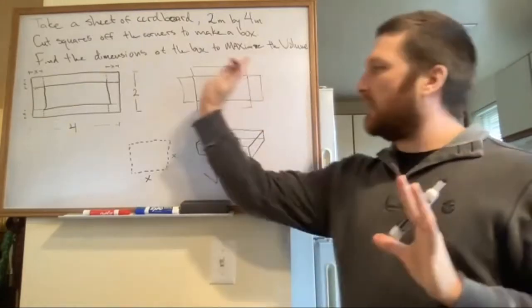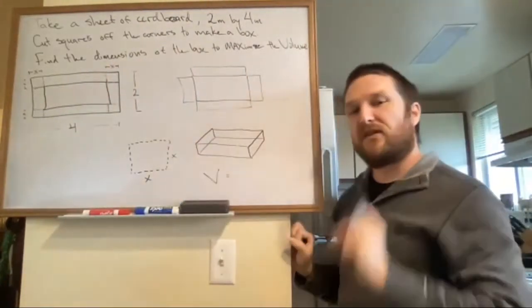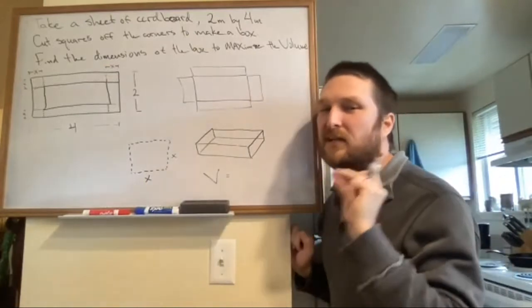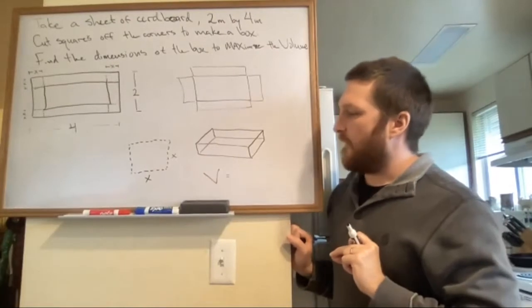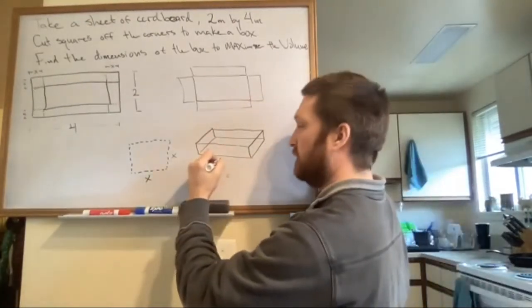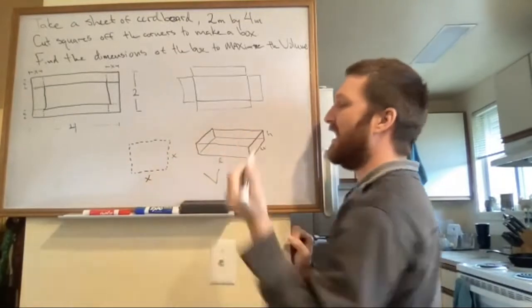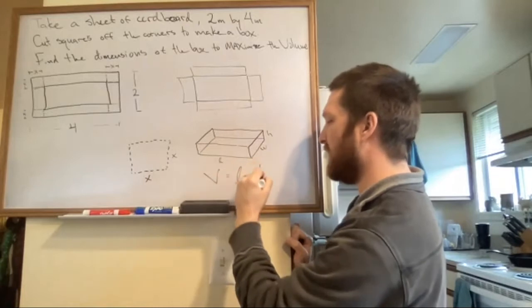Take all of this out of context and let's just pretend that we have this box right here. You would say I could calculate the volume by doing what? Multiplying the length, the width, and the height. Exactly. So we have the length, we have the width, we have the height.